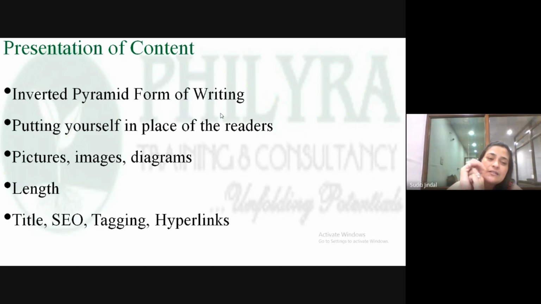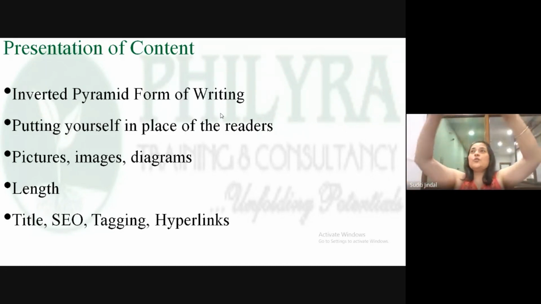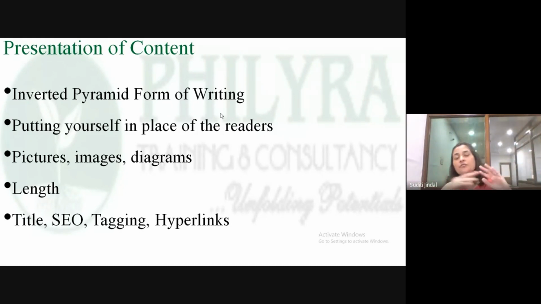Then we have title, search engine optimization, tagging, and hyperlinks. We are posting content on the World Wide Web, www. A web is formed through interconnections between various points in an open space. That is how a web is formed by a spider. So the more hyperlinks, the more interconnectivity in all the content that we post on the internet, the better are the chances of it showing up in all and different searches.